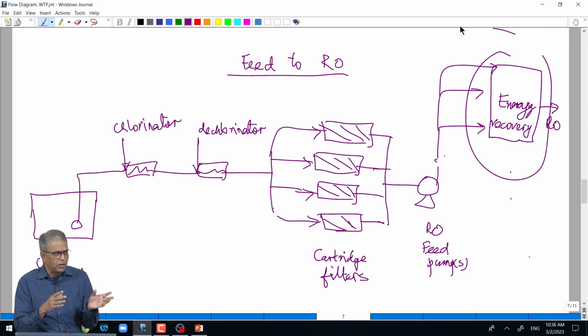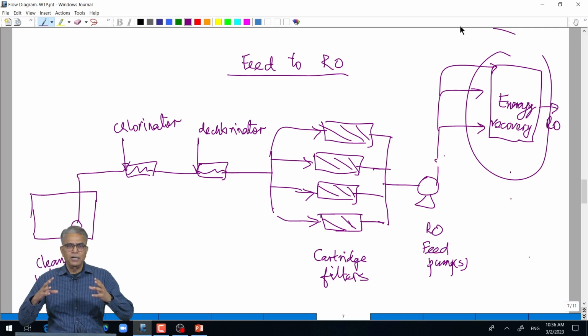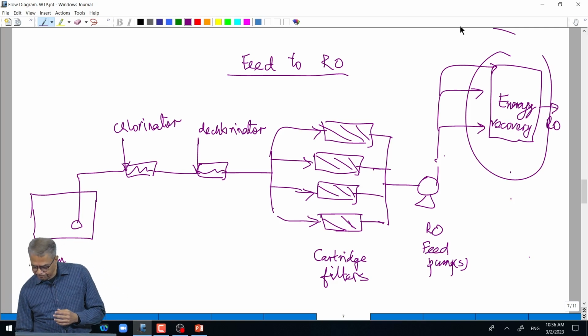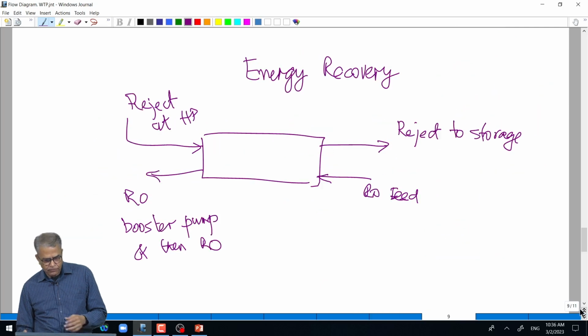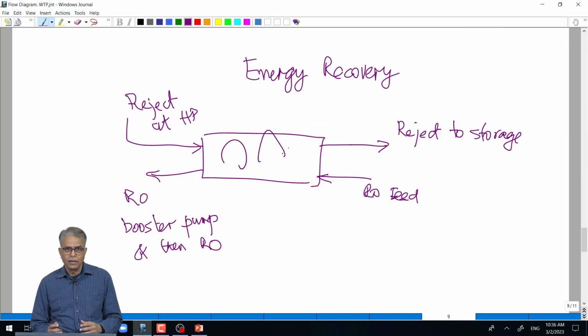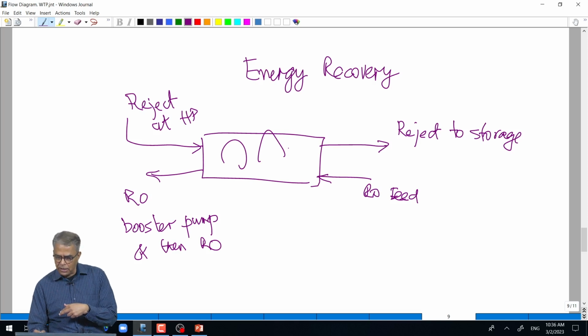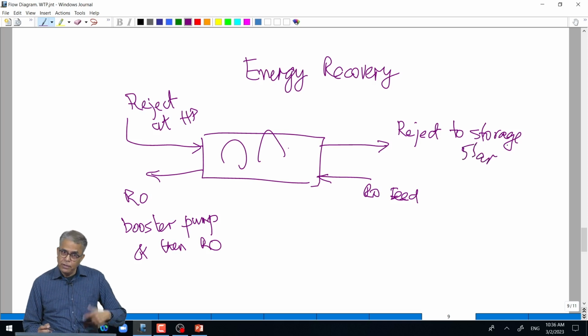Later on you can Google it, it is called ERD, energy recovery device. Basically it is a very cleverly designed device, it has got two parts. You put high pressure water, like I said 65 bar, as it goes through that it rotates the internal elements, potential energy to kinetic energy, and comes out at a fairly low pressure of 5 bars. Now the feed which was going to the RO, all this cleaned up, chlorinated, dechlorinated water, comes in the opposite direction and picks up that energy.